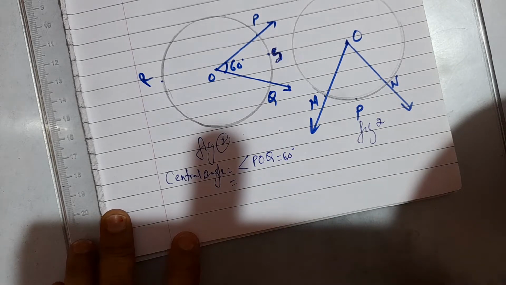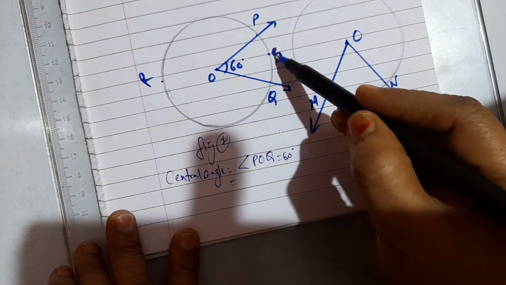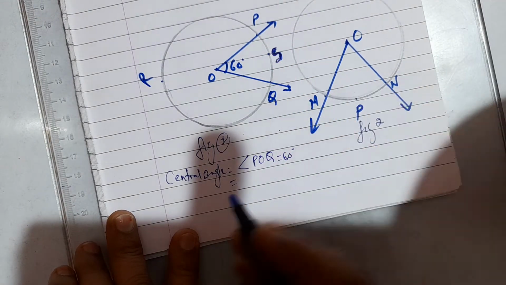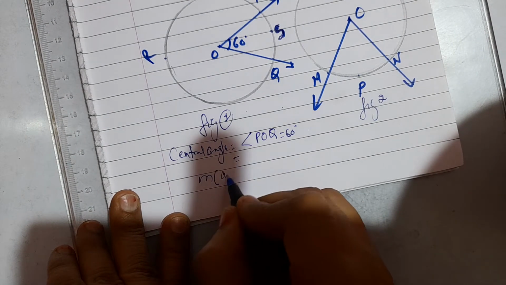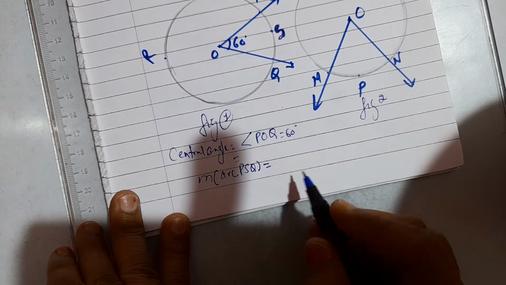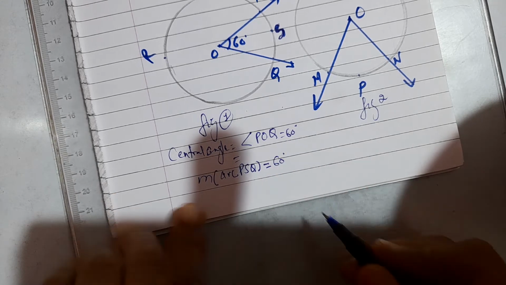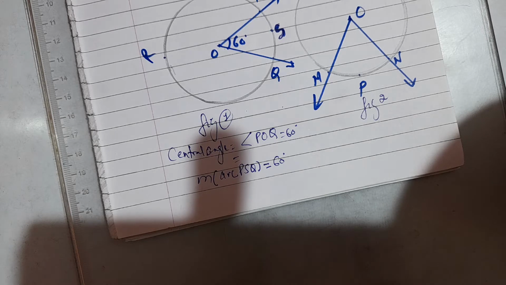Value is 60 degree. Now if I ask what will be the measure of this minor arc, PSQ or QSP, how are we going to write? Measure of arc PSQ will also be equal to 60 degree. Why? Because the central angle and this arc are the same. Now I am doing this orally children, but when we do the sum, we will write the steps one by one, and this I am just explaining.